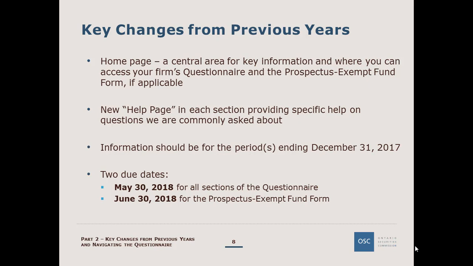Last but not least, there are 2 due dates for the form this year. The first one, May 30th, 2018, is for the 4 sections of the questionnaires, which are the general, the portfolio manager, the investment fund manager, and the exempt market dealer sections. The second one, June 30th, 2018, is for the Prospectus-Exempt fund form, where you can provide fund level information about your Prospectus-Exempt funds.